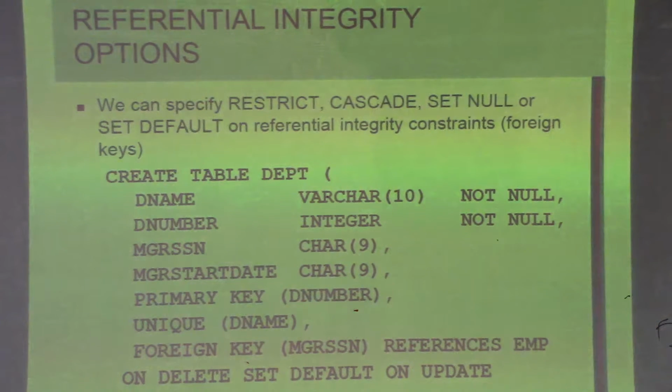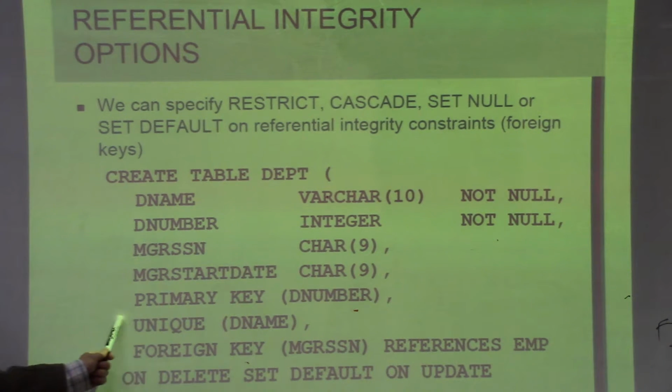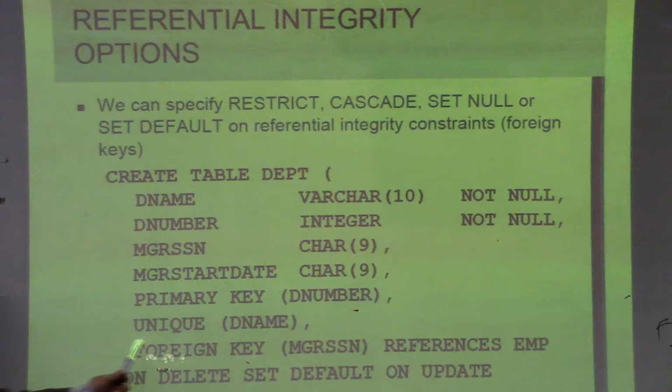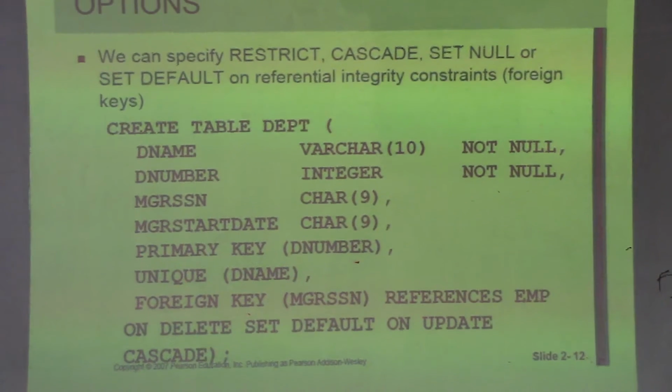So this is pretty much the full, not full, but the details of the syntax of creating a table. You can understand. There is a primary key, unique key, and foreign key, but in the foreign key we have more options. ON DELETE SET DEFAULT, ON UPDATE CASCADE. Can you guess what's the meaning of that?